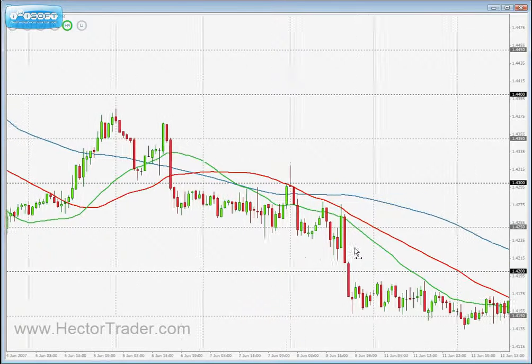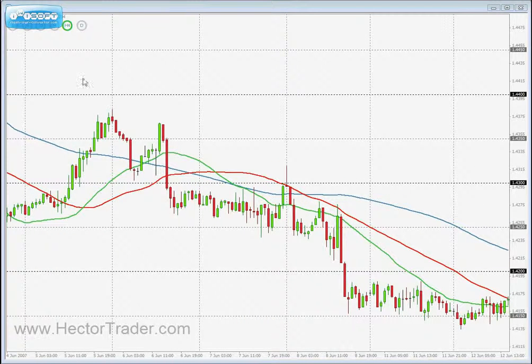And as you can see, price decides to create a new impulse to the downside.